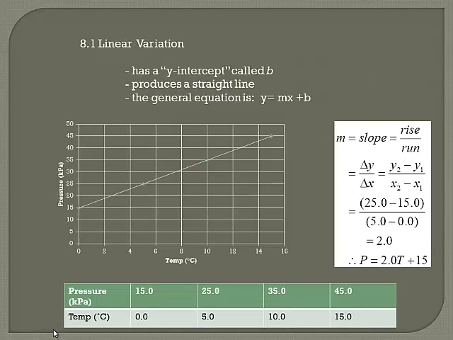Building on that, when we look at the direct variation, you had a 0, 0 point. The only difference between a direct variation and a linear variation is that the linear relationship doesn't go through the origin, through 0, 0. So it has a y-intercept that we call b. It again produces a straight line, and it now has the general equation of y equals mx plus b.